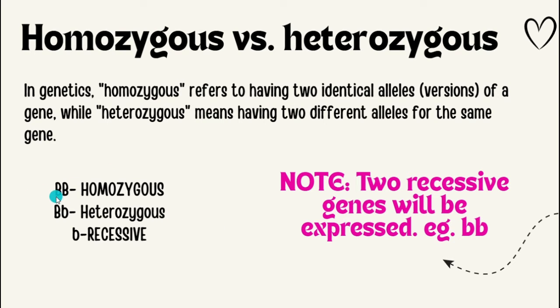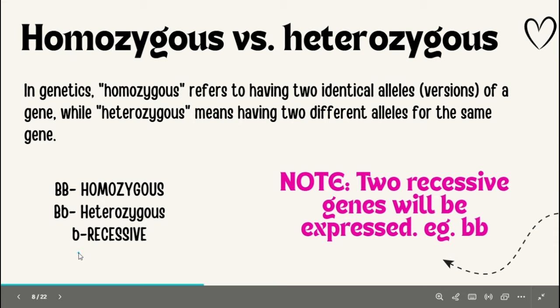So in the example here we have 2b, so you have big B, that's homozygous because both alleles are the same, both genes are the same, right? Big B. And then you have heterozygous, which means that they are different. So it means that one of them is different. So you have big B, little b.